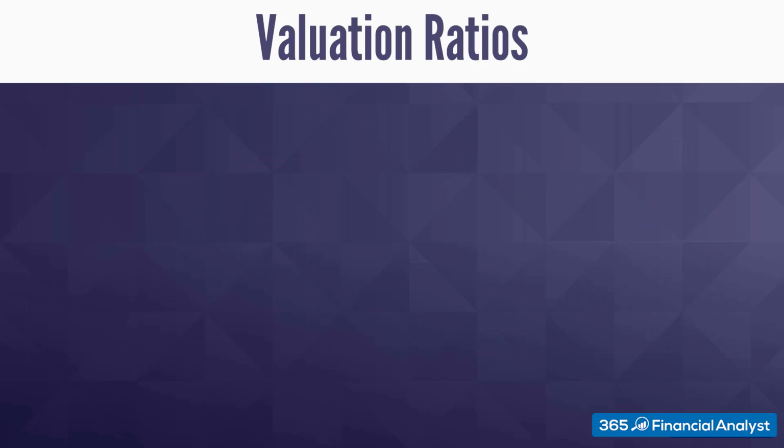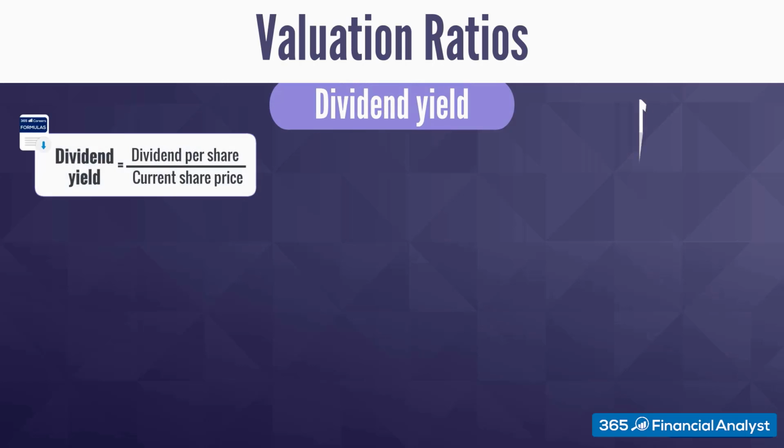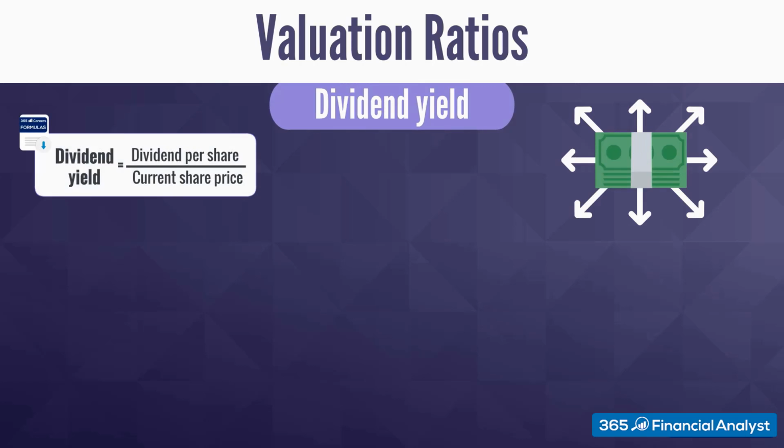Before we wrap up, let us quickly examine another valuation ratio, the dividend yield. It is calculated as the amount of dividend per share divided by the current market price per share. Okay, so what does it show us? Basically, it illustrates the proportion of a share's price that is distributed as dividends in relation to the amount reinvested in the company.